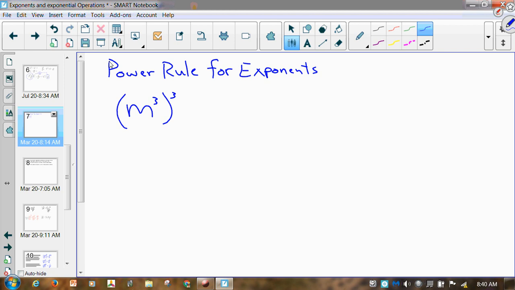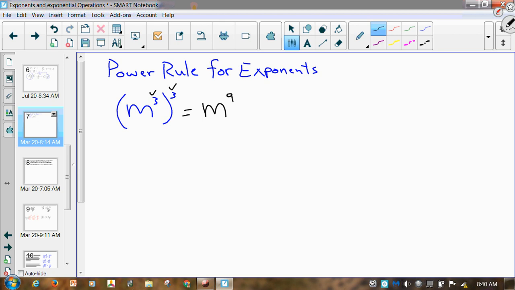If we have this, we call this the power rule because we're taking an exponent and raising it to a higher power, okay? So here's our initial exponent right here, and here's our raising to a power. So what do we got here? What we do when we have the power to a power rule is we multiply the exponents. So this becomes m to the 3 times 3, or m to the 9th, okay? So does that make sense? Let's look at it a different way. Let's look at it building it up from the addition of exponent rule.